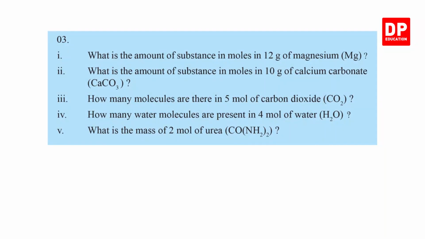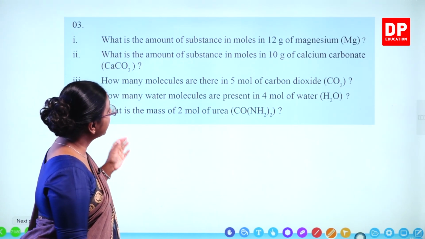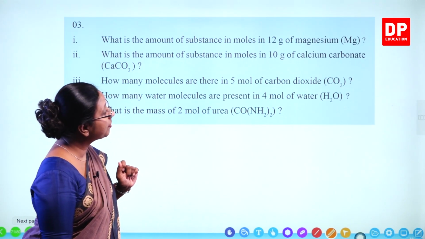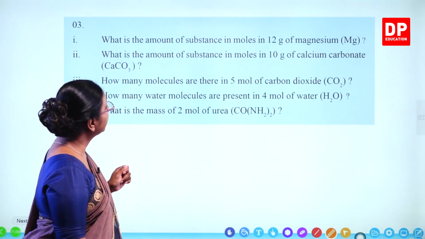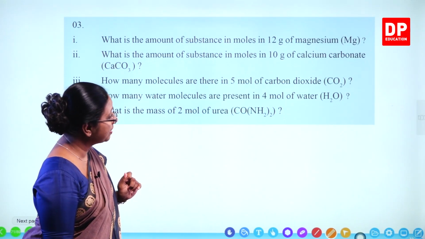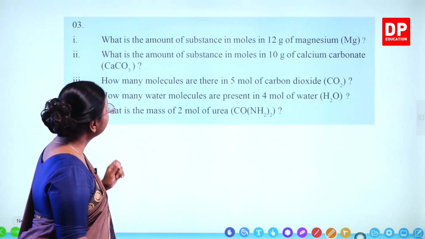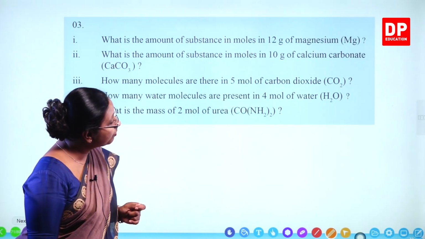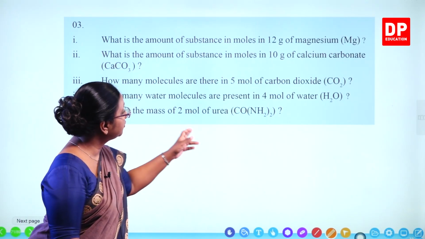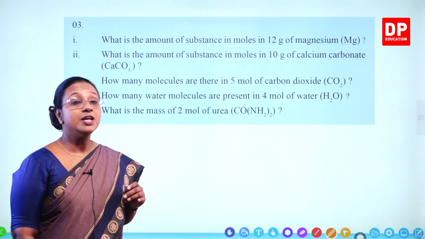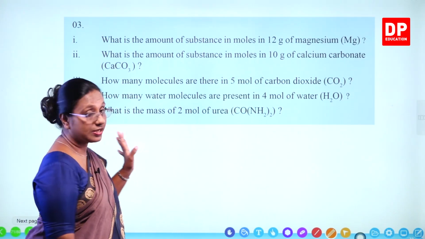Then the next one. This is the third question. What is the amount of substance in moles in 12 gram of magnesium? What is the amount of substance in moles in 10 gram of calcium carbonate, CaCO3? How many molecules are there in 5 mole of carbon dioxide? How many water molecules are present in 4 mole of water, that is H2O? What is the mass of 2 mole of urea, that is CONH2 twice? So those are the questions.